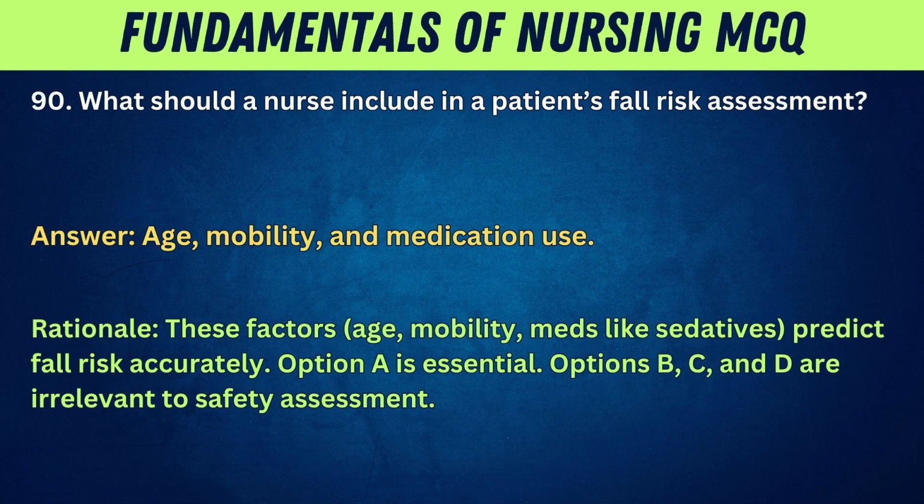Answer: age, mobility, and medication use. Rationale: these factors, age, mobility, meds like sedatives, predict fall risk accurately. Option A is essential. Options B, C, and D are irrelevant to safety assessment.